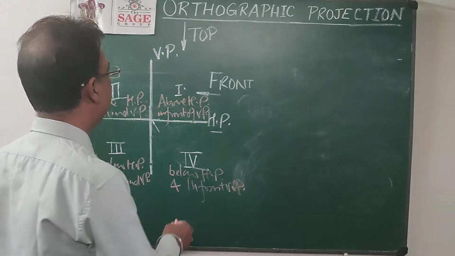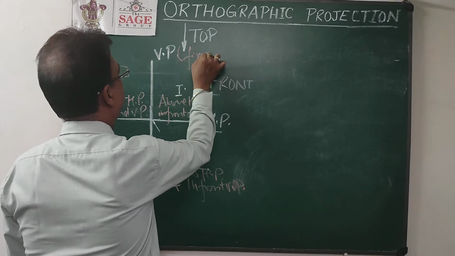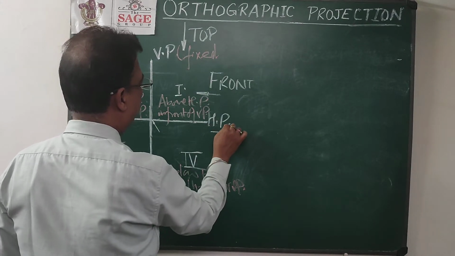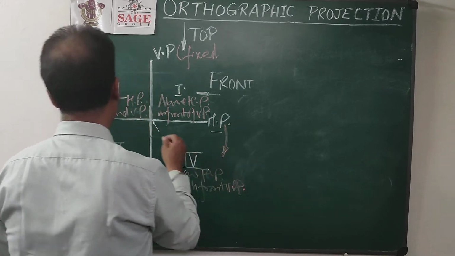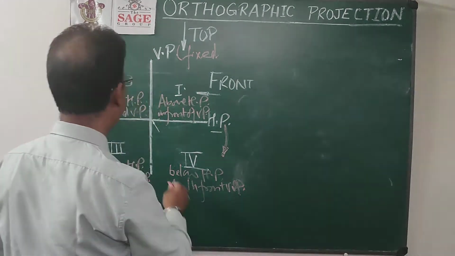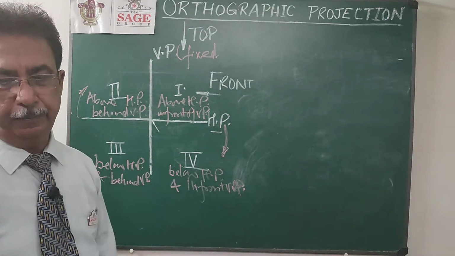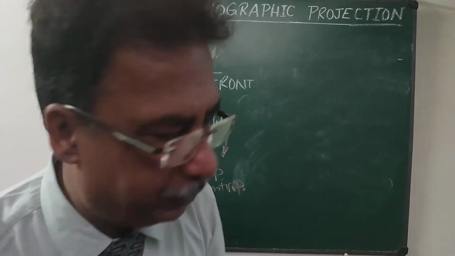So what we will do, that we will hold one plane, that will be VP. We will always keep VP fixed and rotate this horizontal plane in clockwise direction. So when I will rotate it in clockwise direction, this side of portion, the front portion will go down and the back portion will go up. So if the object will be in the first quadrant, the projection will be like this.